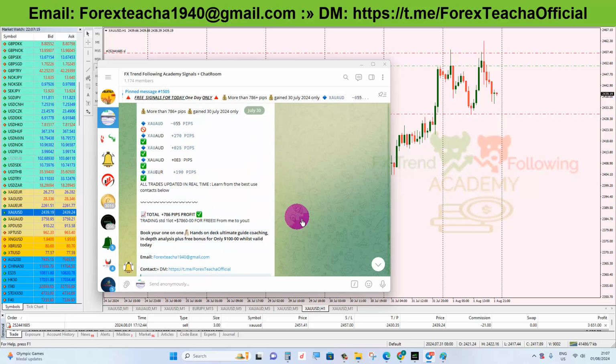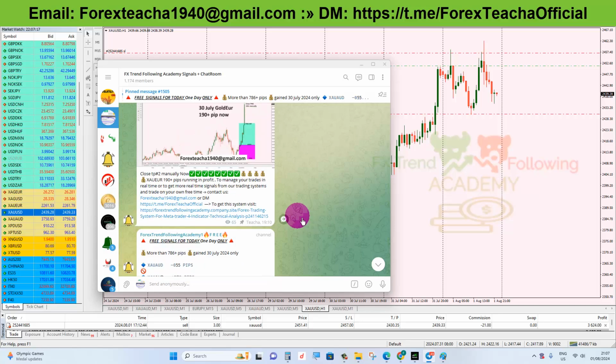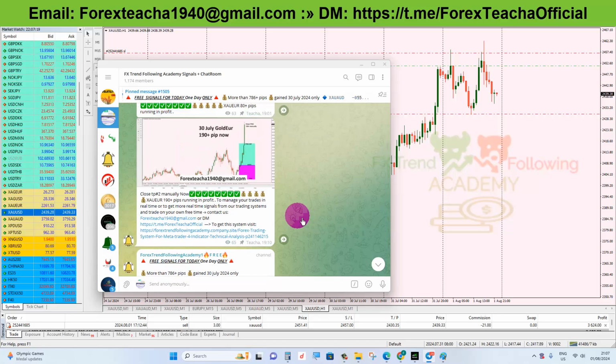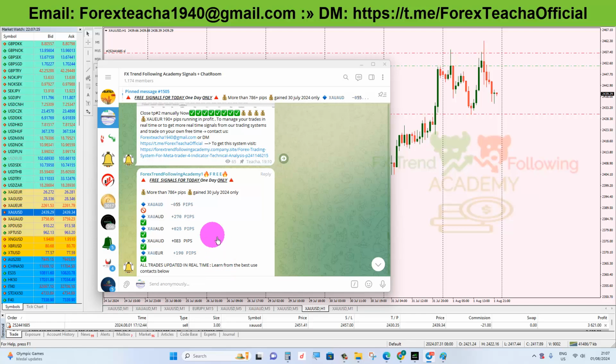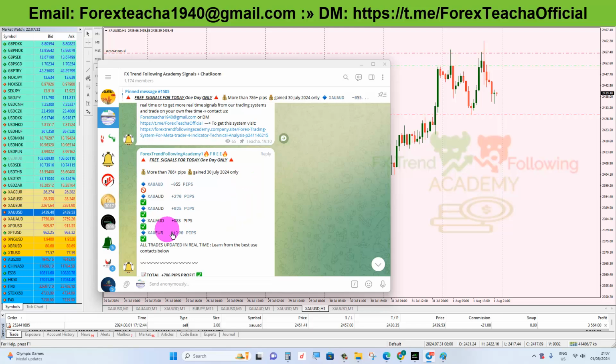All right, so a day before yesterday, which was 30 July, I also made some couple of pips. I think I made 700 pips. You can see it right here. Right, this was 786 pips in just one day. All right, you can see there was a gold euro trade, which was 190 pips, gold Australian dollar 83 pips, and then 25 pips, 270 pips, and then there was also one losing trade of 55 pips.